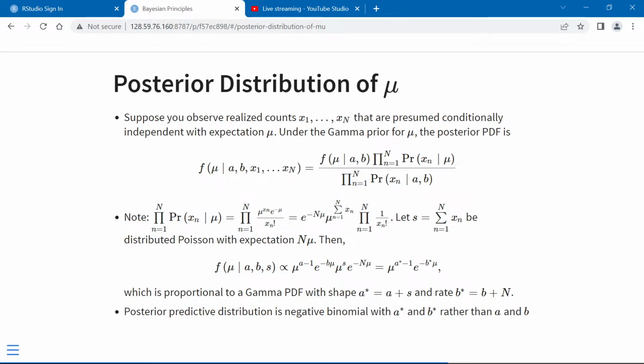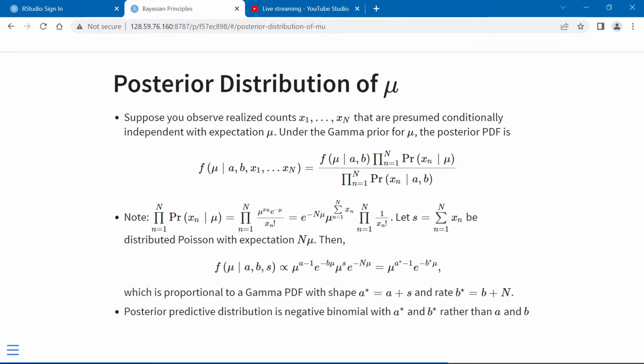So if we let s be that sum in the numerator, let's say, ignore that part and say this is s right now. We'll see this is in the form of a Poisson for s, which is the sum. So it can be shown, and this is true, that the sum of the data is distributed Poisson with expectation n mu, if the x's are all individually distributed Poisson with expectation mu.